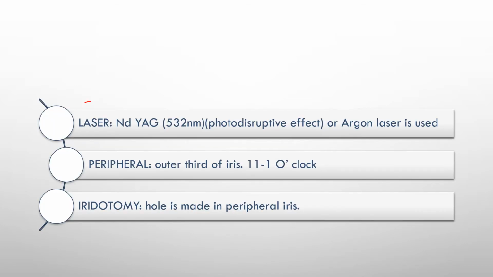See, it has got three words. First is laser, second is peripheral, and third is iridotomy. So what laser is used? That is Nd:YAG laser, which has got a wavelength of 532 nanometers. It has got a photo-disruptive effect, or in some cases, argon laser is used. The preferred choice is the Nd:YAG laser.